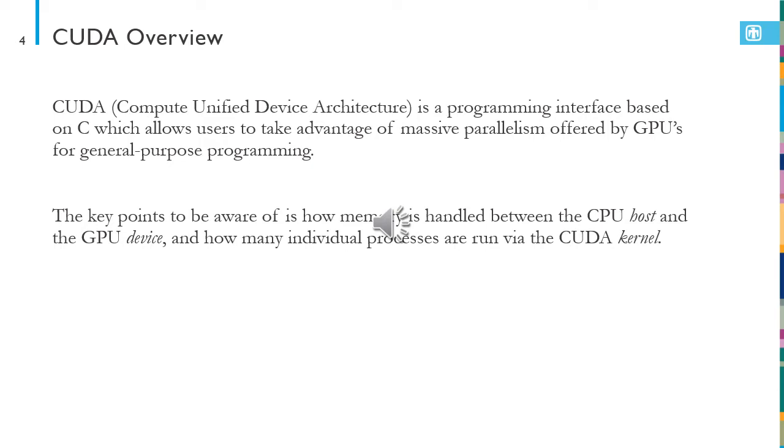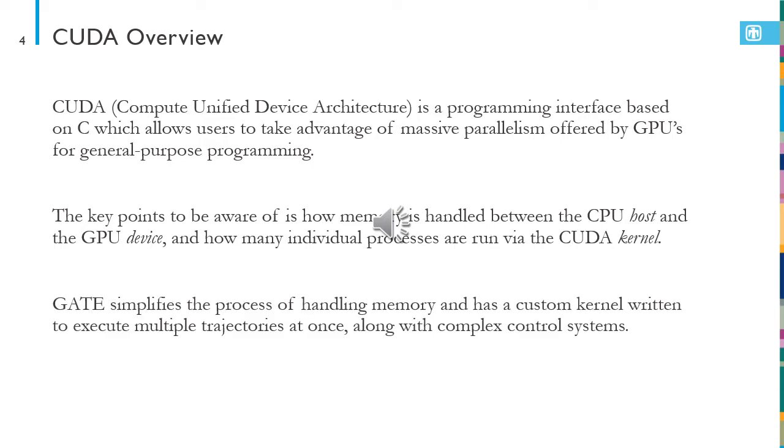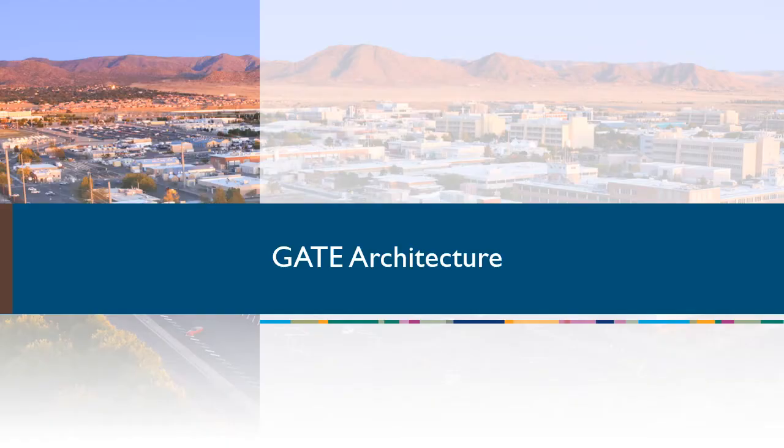GATE is designed to allow the user to easily implement classes whose memory is managed automatically on construction and destruction. Transferring data to and from the GPU is handled by a simple API, and the user is empowered to increase the complexity of their dynamics, controllers, and perturbations as needed. GATE simplifies the process of handling memory and has a custom kernel written to execute multiple trajectories at once, along with complex control systems.